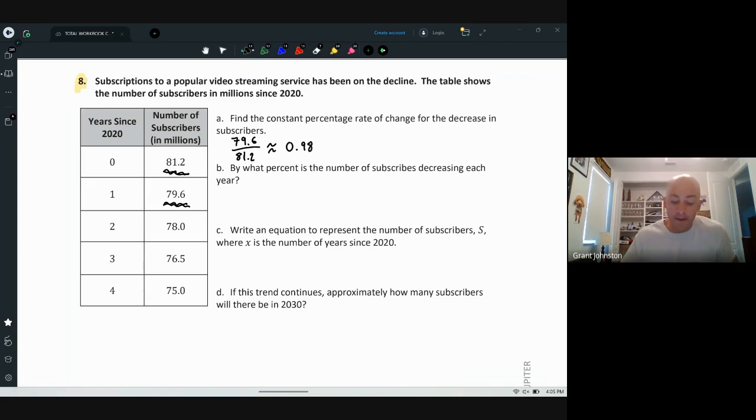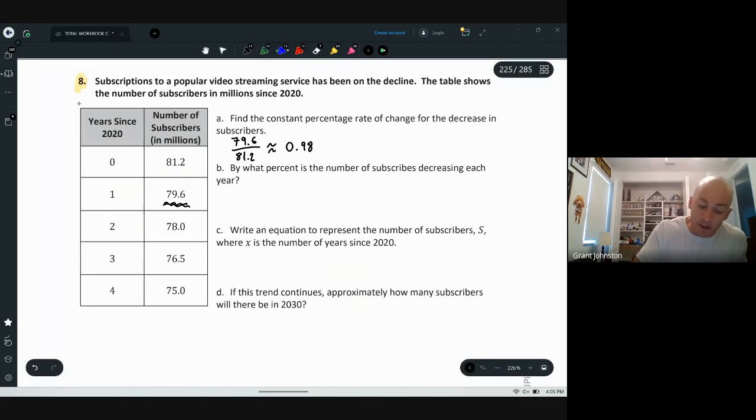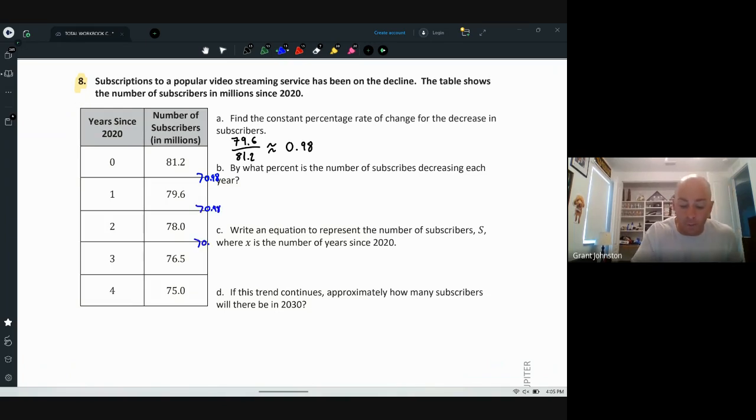So what that tells me is that each interval here, it's multiplying by 0.98. You wouldn't be able to guess that, but by division, we can figure that out. It's multiplying by 0.98, which means that the constant percent rate of change is 98%. Which obviously means this is a decay. It's decreasing, right? If we look at it, it goes 81.2, 79.6, 78, so it is decreasing. This is a decay.